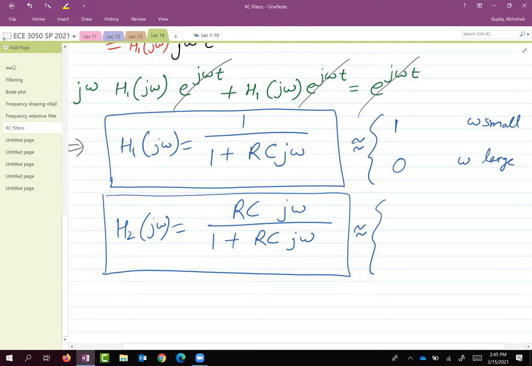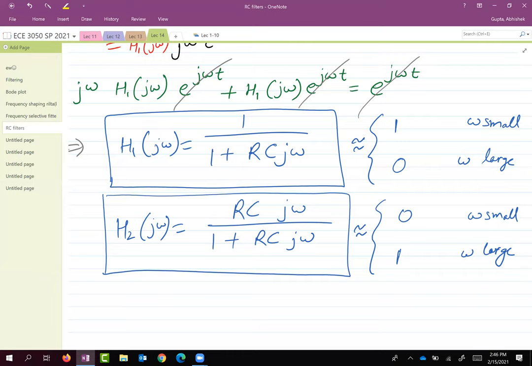What about the second system? Zero for small, and one when it's large. Okay. So for small values of omega, H1(j omega), the amplitude is equal to one, so it passes all the low frequency signals. But it doesn't pass high frequency signals through this particular system. Whereas if you look at the second system, it doesn't pass low frequency signals, but it passes all the high frequency signals through itself.